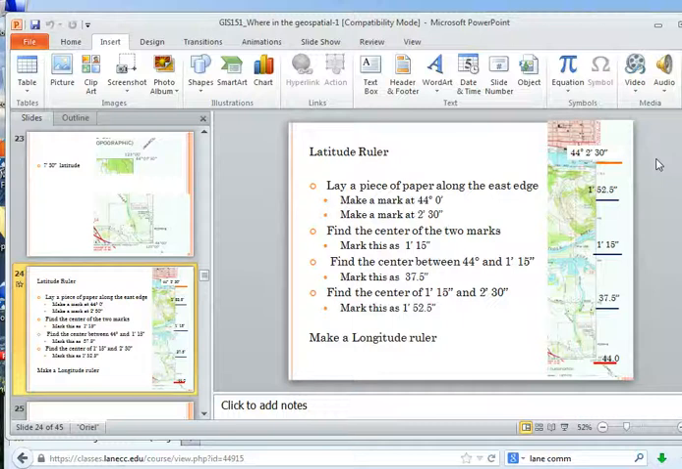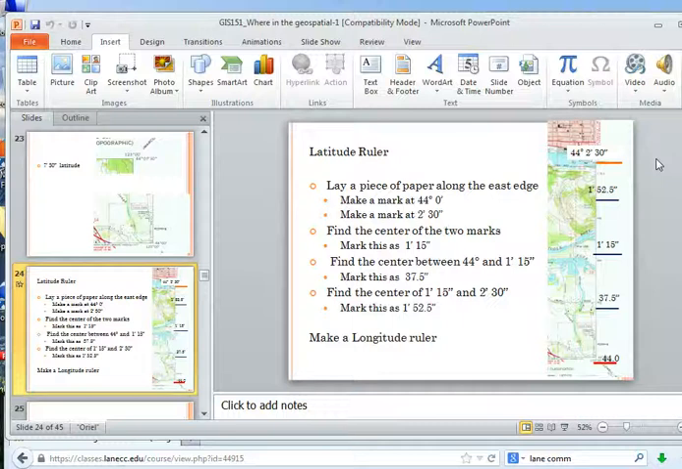And so I have these paper rulers, and what I have done is I take my ruler and I lay it down at the bottom of the map, which is 44 degrees, and I lay it up to the 2.5 minutes, right? So I know that this strip of paper from here to here is 2.5 minutes in latitude, right? So I make a mark on that, say 2.5 minutes.